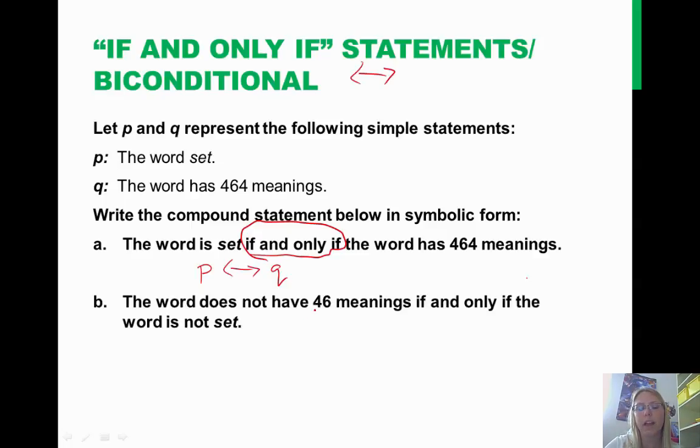The word does not have 464 meanings if and only if the word is not set. So here you notice that we have it negated, does not, and notice that it's the Q statement first. So I'm going to write negated Q, if and only if, and then not set. It's also a negated P.